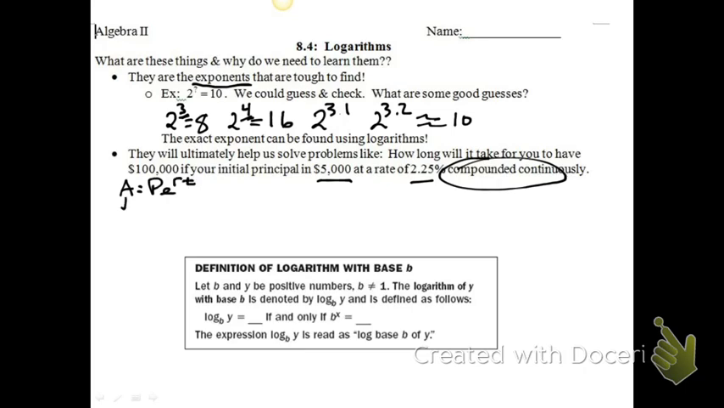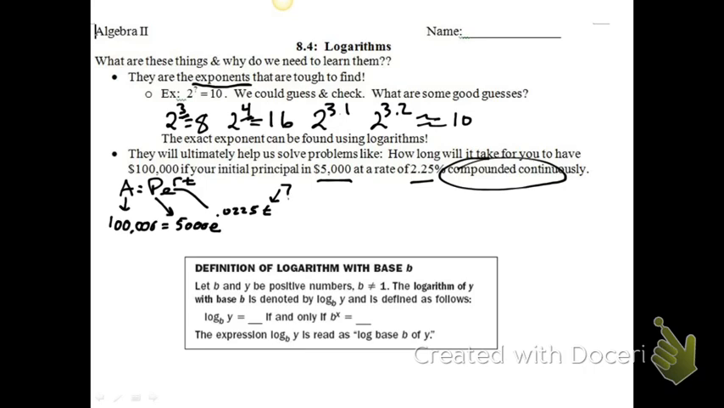So if we plug in all the values we know, we want a final amount of 100,000. Our principal is only 5,000. We're going to have to invest for a long time, especially with only a rate of 2.25%. And then it would be e to the r. Now r is the percent as a decimal, right? So it's going to be 0.0225. And then what we're trying to really figure out in this problem is t. How long is it going to take us to get there?